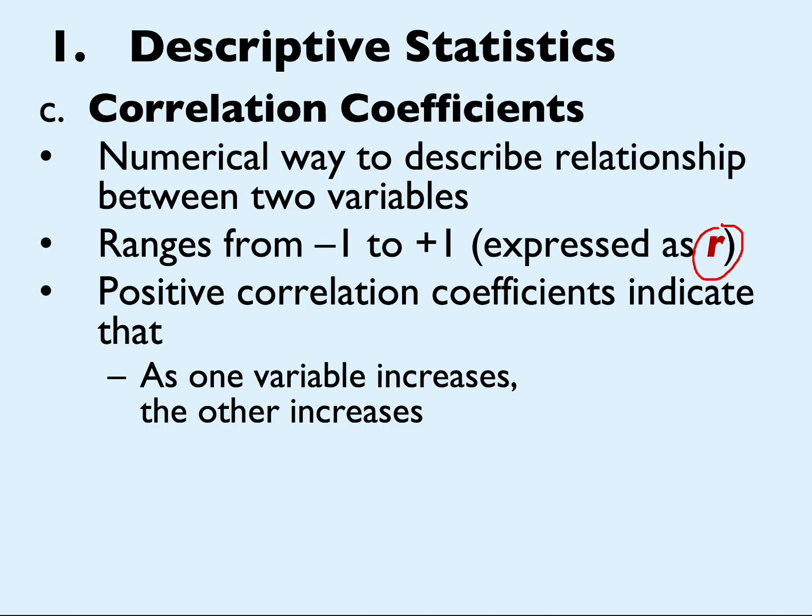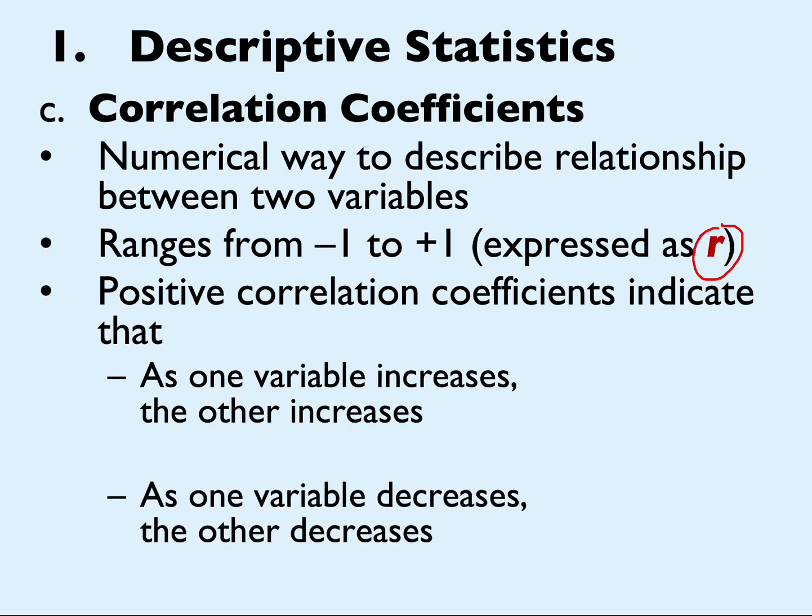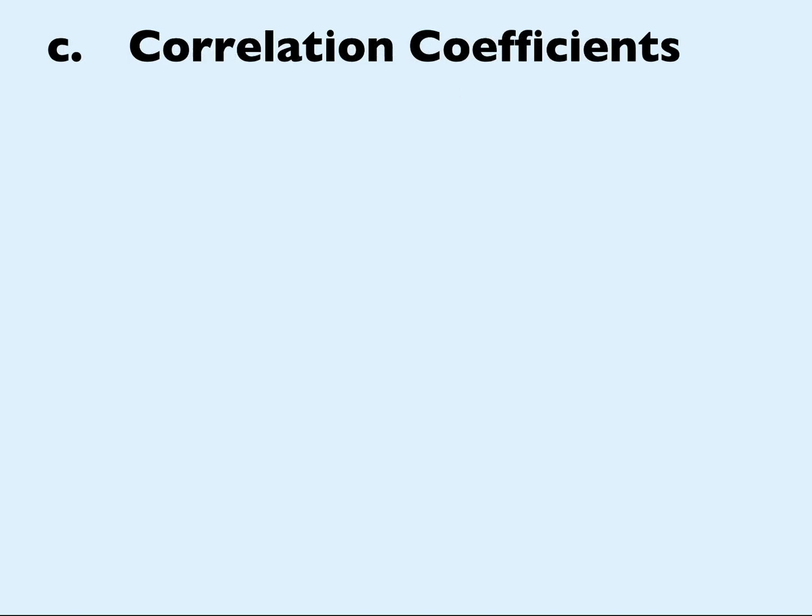So the more hours you study, you would expect GPAs also to increase. Likewise, as one variable decreases, you'd expect the other one to decrease. So in other words, they both go in the same direction. As your hours of studying decrease, as those numbers go down, so do GPA scores. So that's a positive correlation.